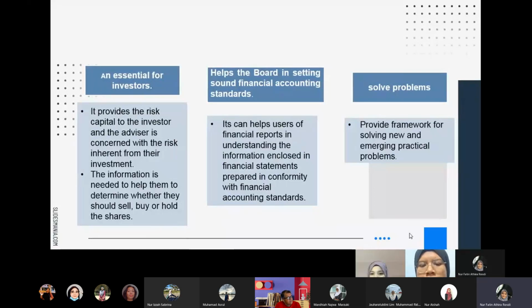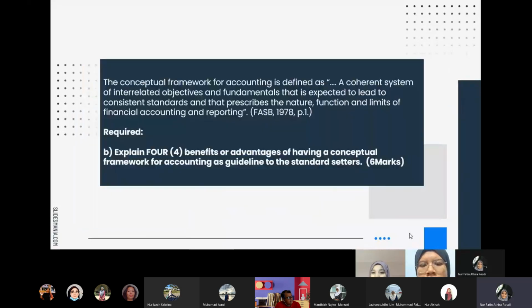Okay, last but not least, for question 3, the conceptual framework for accounting is defined as a coherent system of interrelated objectives and fundamentals that is expected to lead to consistent standards and that prescribes the nature, function, and limits of financial accounting and reporting.